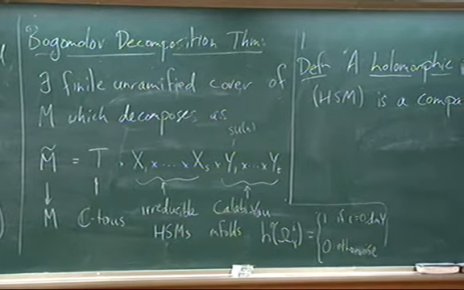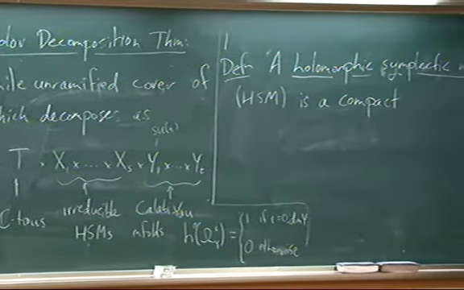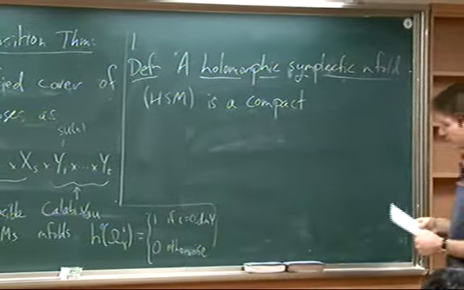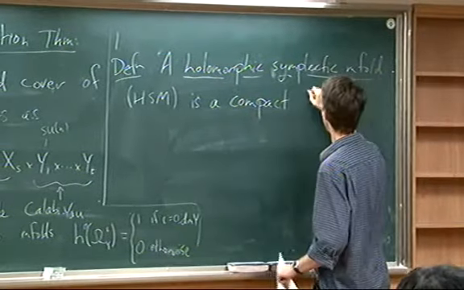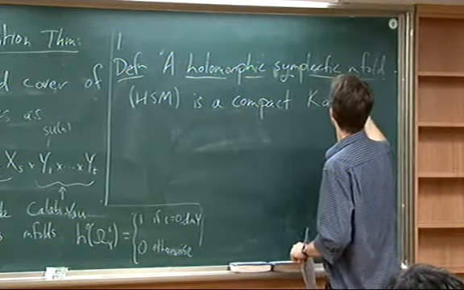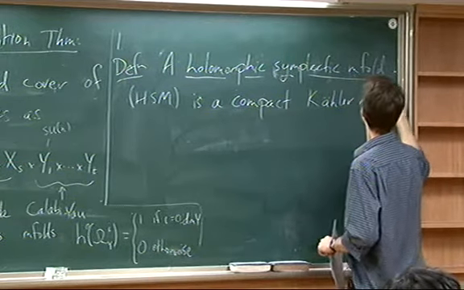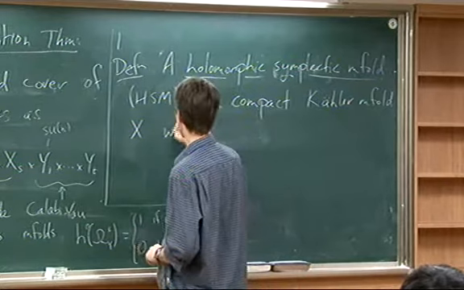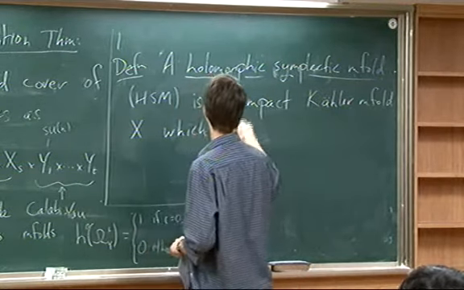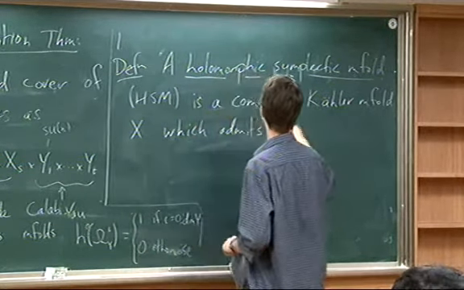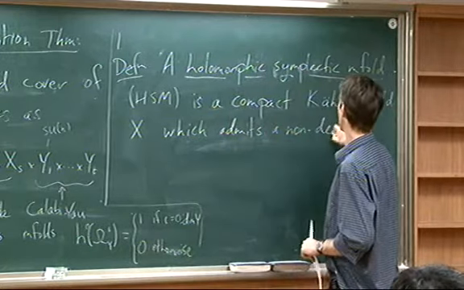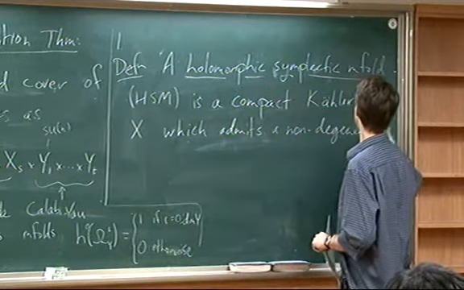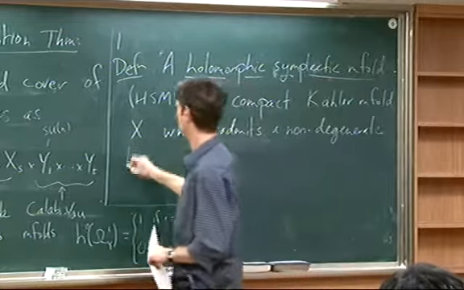Okay. Right. So let me get back to the definition. A holomorphic symplectic manifold is a compact Kähler manifold X which admits a non-degenerate holomorphic 2-form.